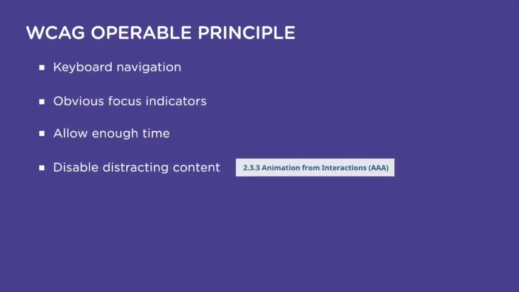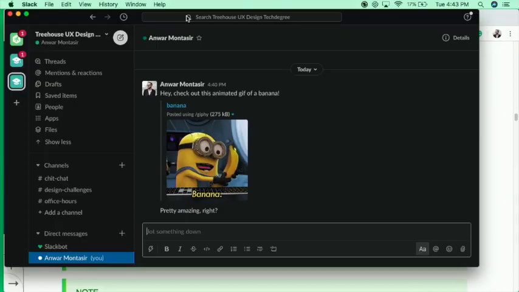Users should also have the option to disable distracting content. For some Slack users, a message like this one with an animated GIF might make concentration difficult. Fortunately, the Slack app allows users to disable animated GIFs and emojis.